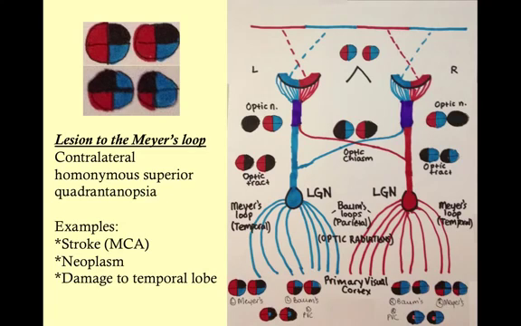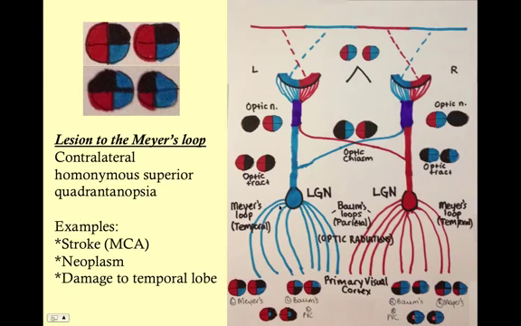So if you have a defect at Meyer's loop, you're going to have contralateral, because it's going to be on the opposite side, homonymous, meaning it's in the same place, superior, because Meyer's loop contains the superior information, quadrantanopsia. And quadrantanopsia just means you lose a quadrant of your vision, because Meyer's loop just contains the superior part of the visual field. And what can cause this are strokes, neoplasm, and damage to the temporal lobe, because remember, the temporal lobe is where Meyer's loop runs.